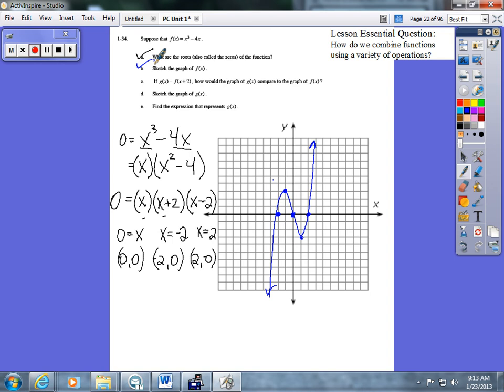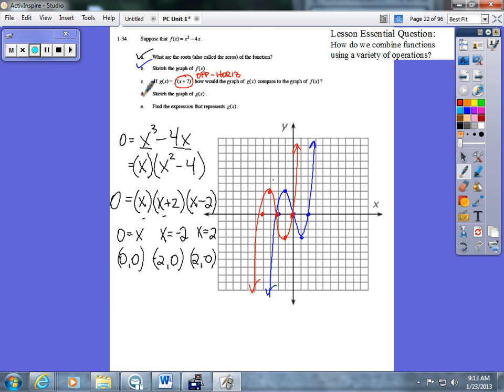If g of x equals f of x plus 2, how would the graph compare? Well, this is inside parentheses. Remember from yesterday's lesson, inside means two things. It means opposite and it means horizontal. So it's going to go left 2. Every point moves left 2. All the points go to the left 2. Okay, so my shifted graph will look like that.